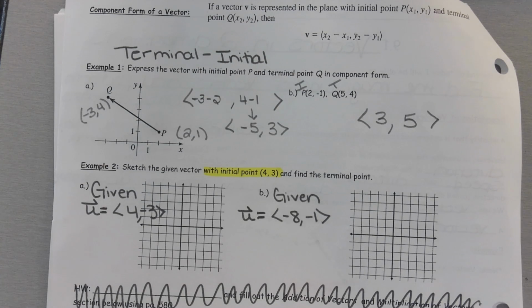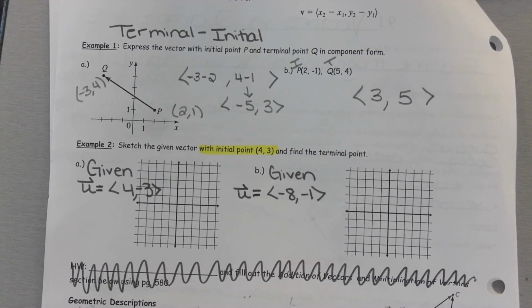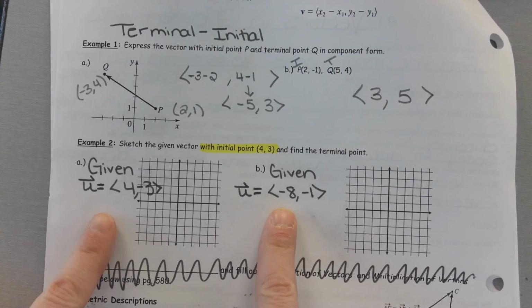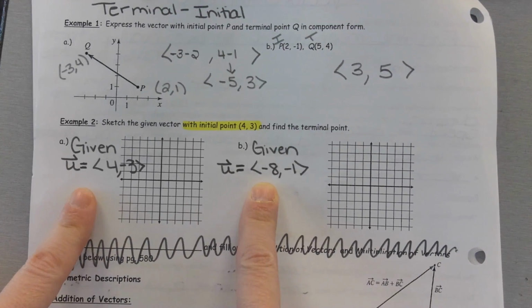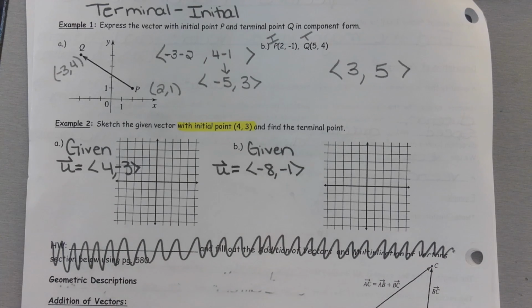Could we be asked to graph a vector? We sure could. They tell us our initial point is at 4, 3, and then I'm giving you this information, so if you haven't already added that, please do. It looks like in the past maybe this is where we've stopped for day 1, but we're not going to stop there. We're going to keep going.